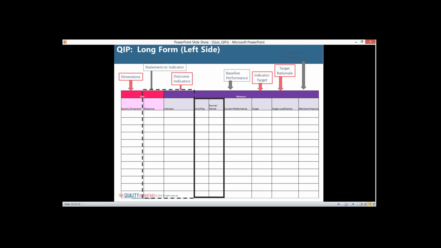The next column, source and period. The source is just the data source for the indicator. The time period is either, if it's not a whole year, because this is an annual plan intended to go from April 1st to March 31st. Also, for some of the priority indicators, when specified, Health Quality Ontario might have a different reporting period, and then they would actually specify that in the guidelines.